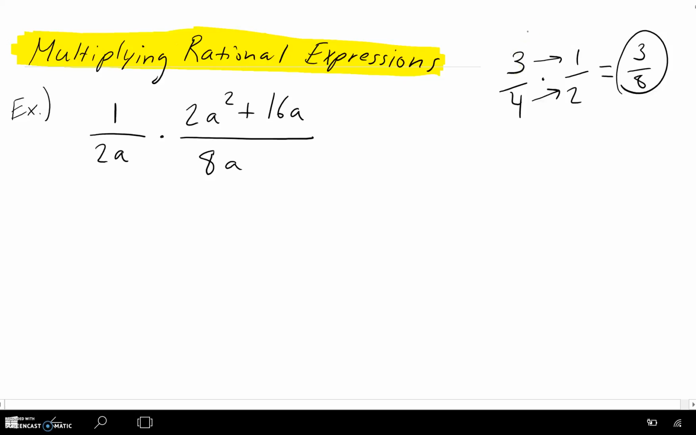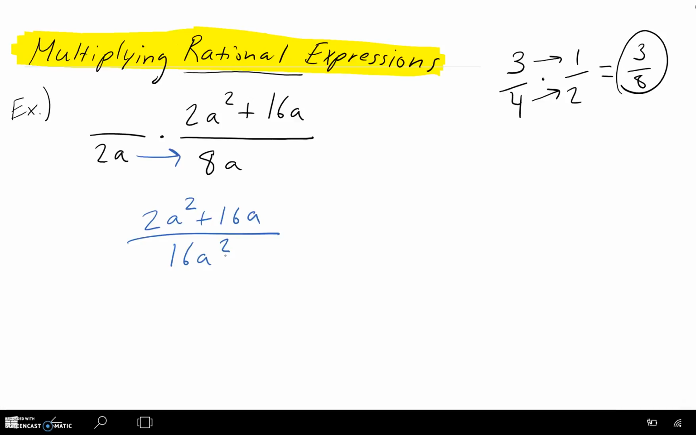When you're multiplying rational expressions, remember, rational expressions is just a fancy word for fractions. So if I'm multiplying this, I'm going to take the numerator times the numerator, denominator times the denominator. So we're going to have 2a squared plus 16a all over 16a squared. Now, we can probably simplify this. However, I'm not going to be able to do anything yet because my numerator is written in terms of addition. So let's change it so that we have it written in terms of multiplication.